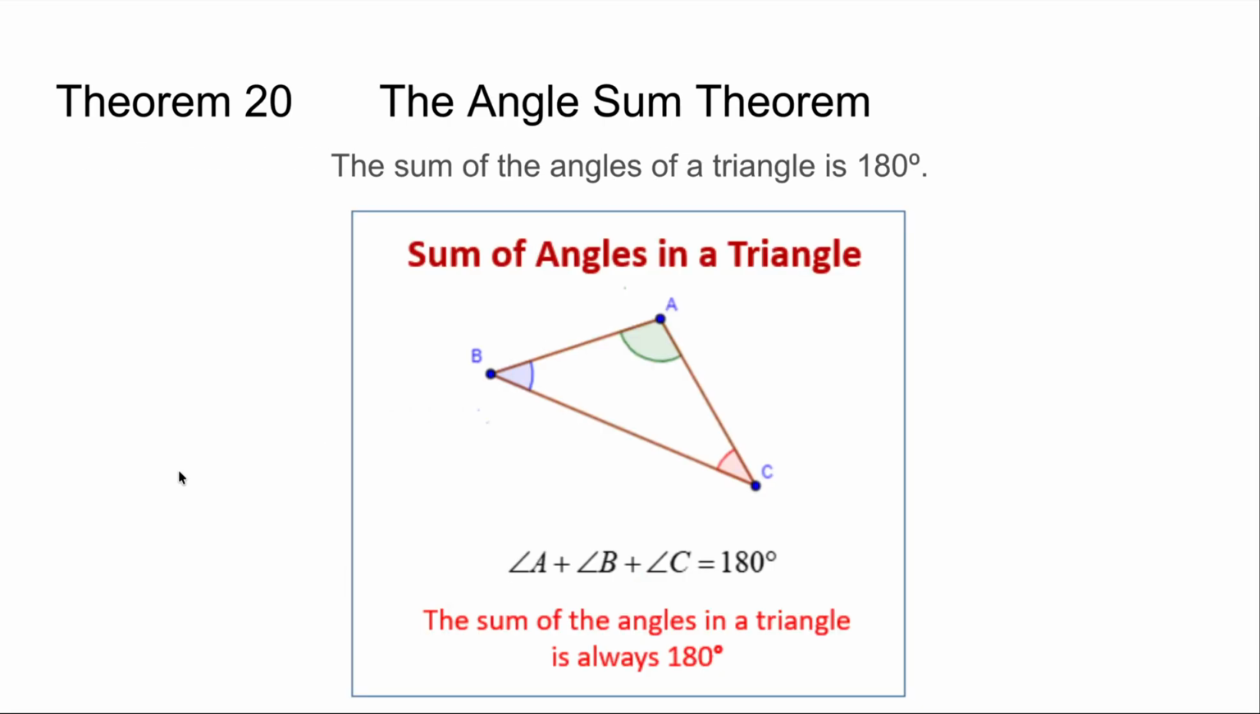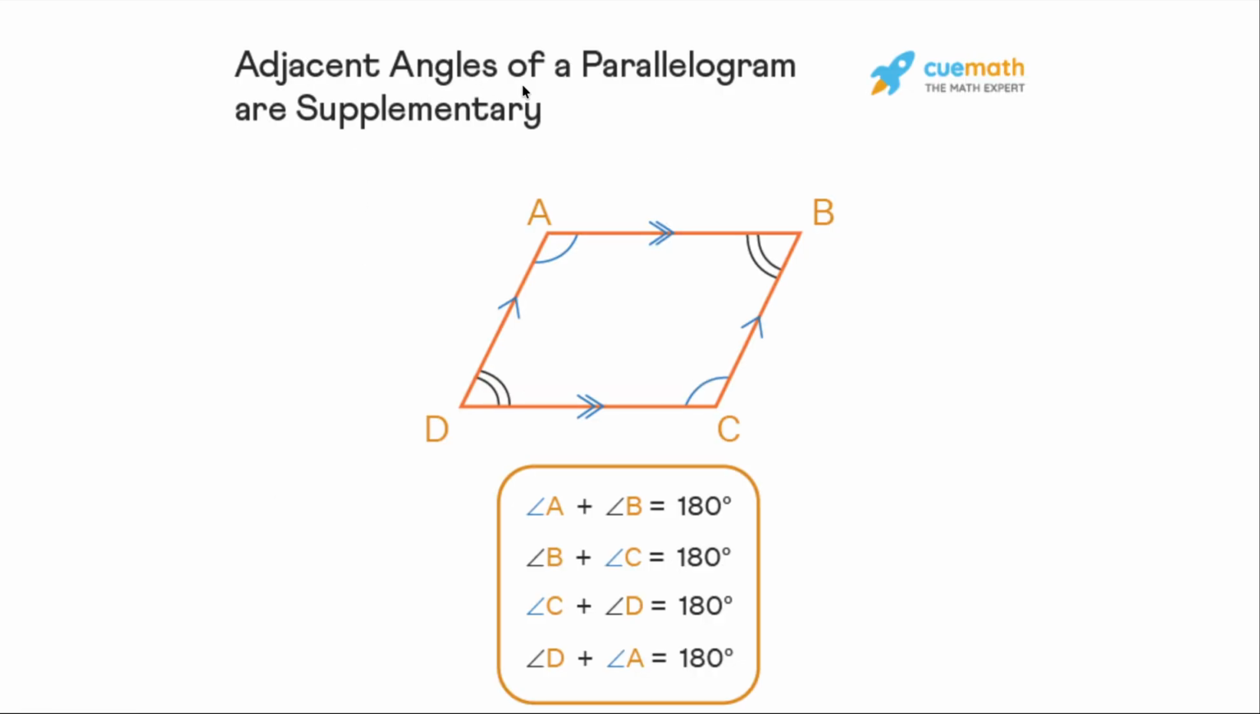The angle sum theorem, 3 angles inside of a triangle add to 180 degrees every time, all the time. Adjacent angles of a parallelogram are supplementary. So we have a parallelogram. Basically, we have 2 sets of parallel lines, top and bottom, left and right. And these angles have relationships just like inside of our parallel lines with the transversal.